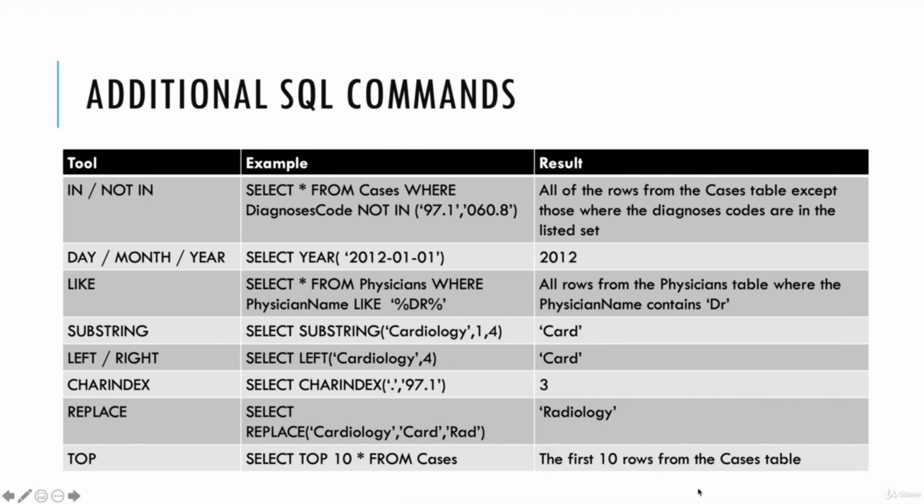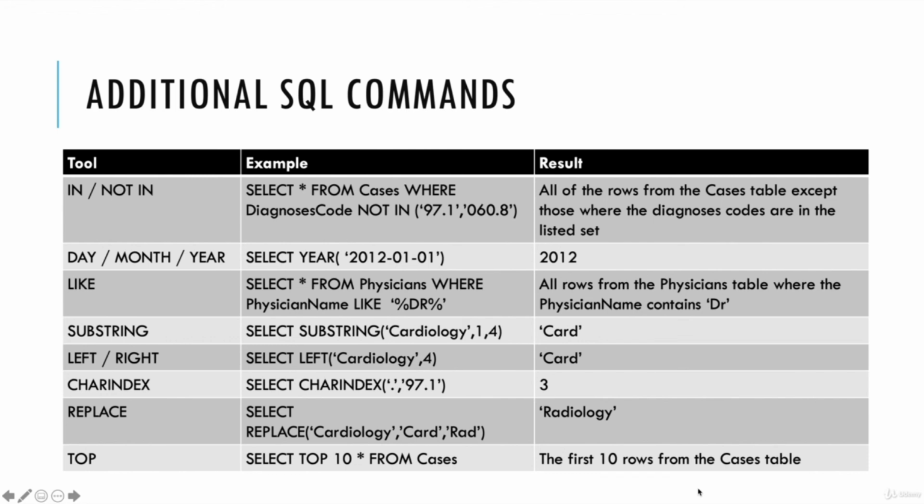Now you might think in this example, why don't I just use an or? And you totally could. But what happens when your list is 27 things long? Or even more importantly, if your list is another select statement from a different table. You can do the flip side. If you want it only where it is in, you would only get records back where diagnosis code is 97.1 or 060.8.